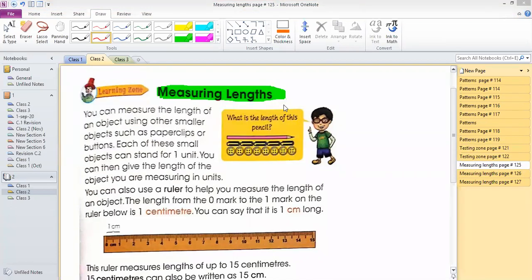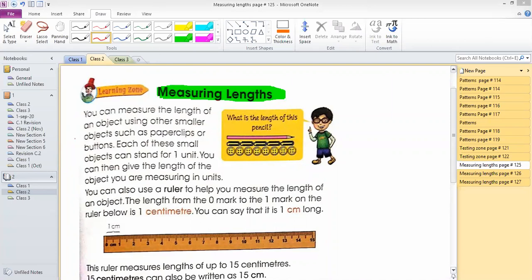All right. So I hope you must have opened page number 125, guys. Yes, I opened it. Very good. So we start measuring length, guys.